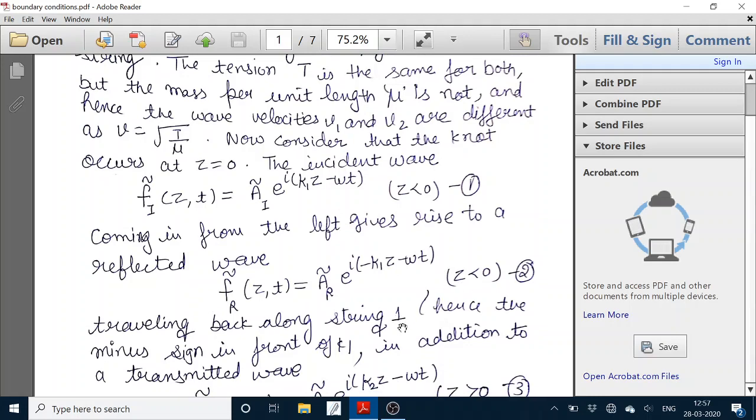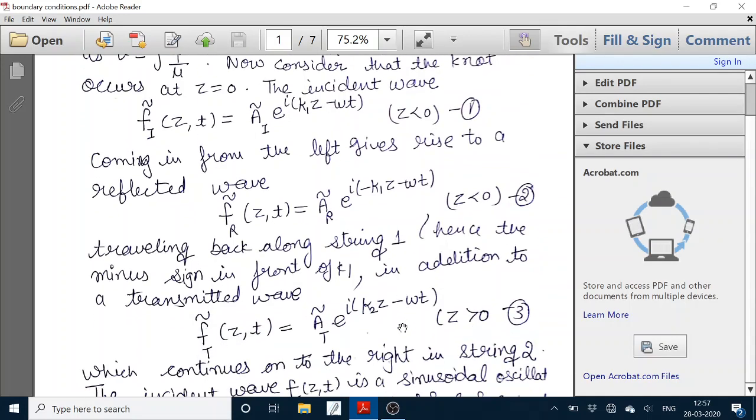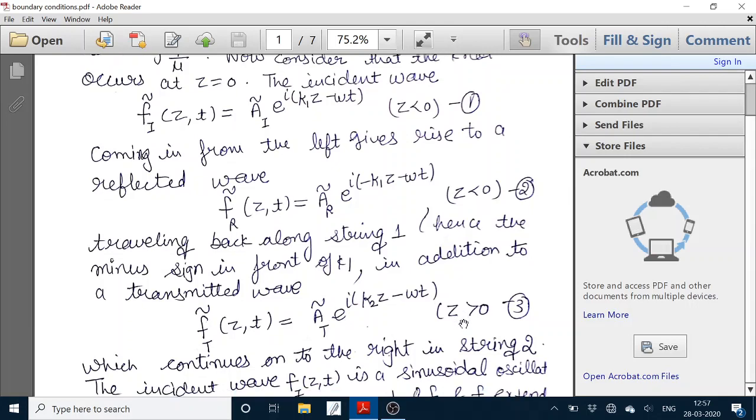After that, it travels back along string 1, and in addition to this, a transmitted wave is also there, and its function is f_t, a function of z and t, equals A_t exponential i(k2 z minus omega t), and this is for the region z greater than 0.